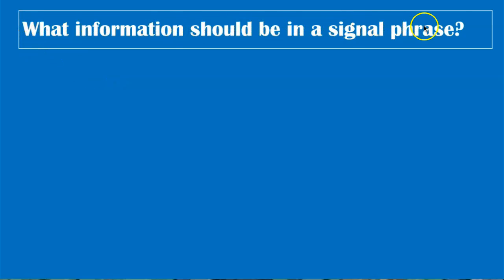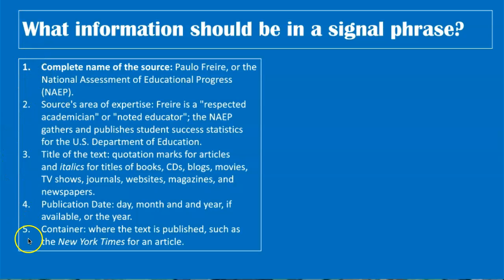What information should be in a signal phrase? Well, most teachers will tell you you need these 5 pieces of information. 1, the complete name of the source, Paulo Freire, or the National Assessment of Educational Progress with its acronym NAEP. 2, the source's area of expertise. Freire is a respected academician or noted educator. The NAEP gathers and publishes student success statistics for the U.S. Department of Education. 3, the title of the text, quotation marks for articles and italics for titles of books, CDs, blogs, movies, TV shows, journals, websites, magazines, and newspapers. 4, publication date, day, month, and year, if available, or the year. And 5, the container where the text is published, such as the New York Times for an article.